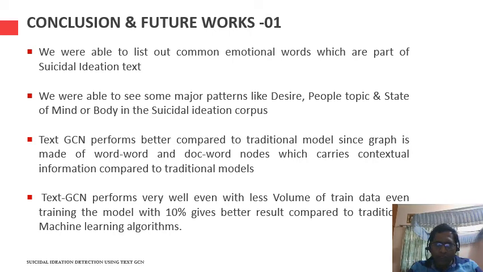TextGCN performs better compared to the traditional model since the graph is made up of word or document-to-word nodes, which carry contextual information compared to the traditional models. TextGCN performs very well with a low volume of data. Even with 10% of data, we were able to get accuracy up to 92% on the test data, which is basically unseen data, compared to the traditional model, which was giving just 86% on the unseen data.